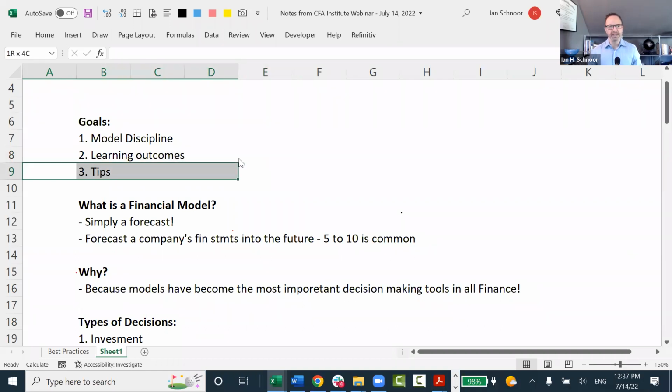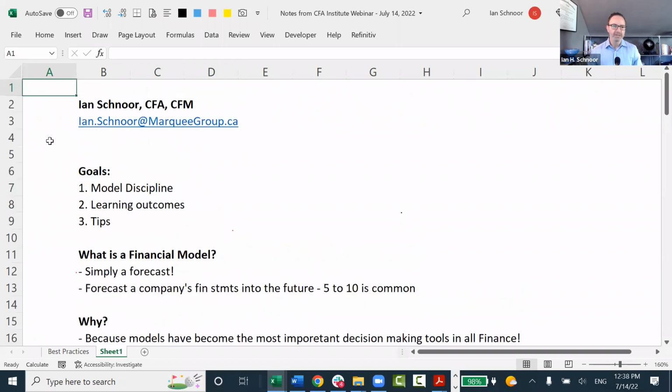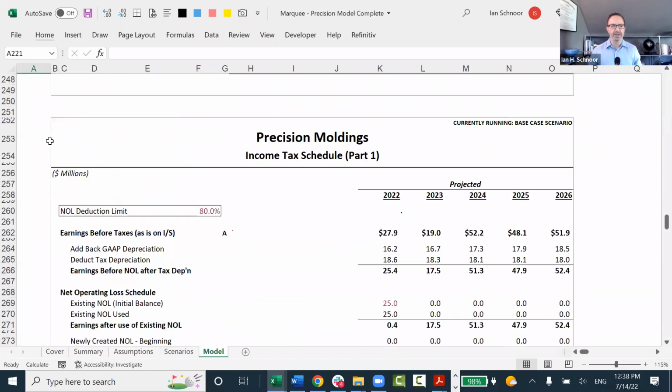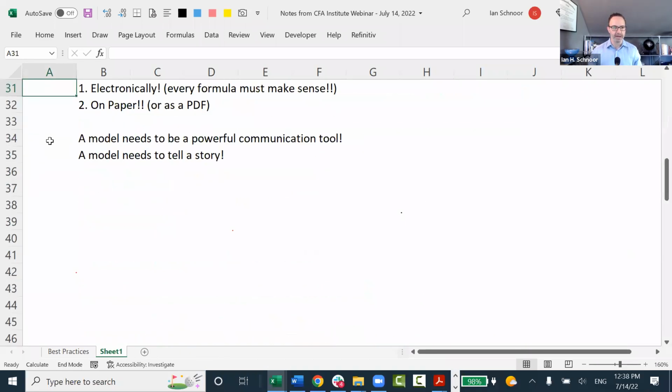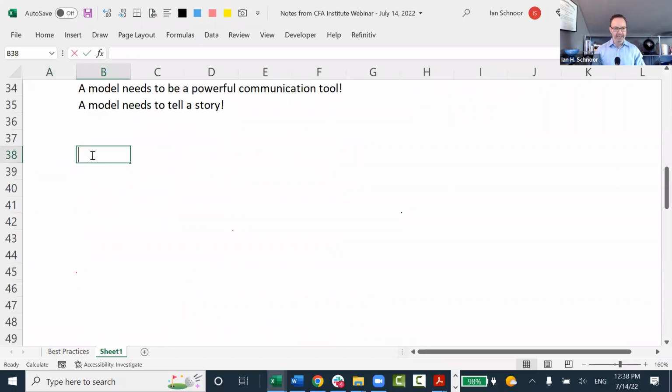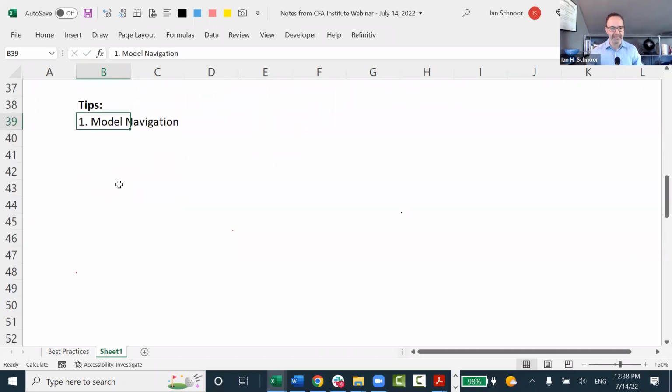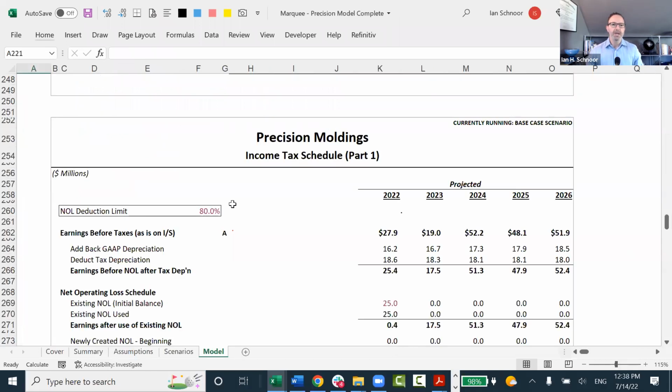I want to finish this short webinar then with 2 great tips that I think you're going to like. And these are the types of tips that I show people during the course as well. So the first tip I want to show you has to do with model navigation. Let me go down the bottom here. I'd like you to note this, jot this down. Tips. I'm going to show you a couple great tips that I think you will enjoy. And the first one is around model navigation, and I'll tell you why.